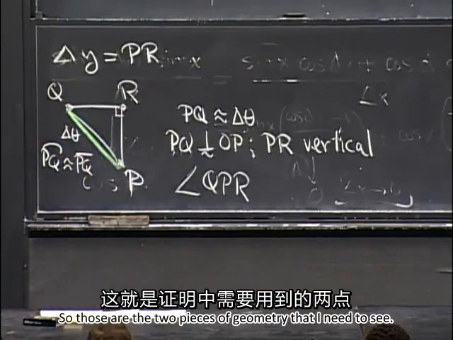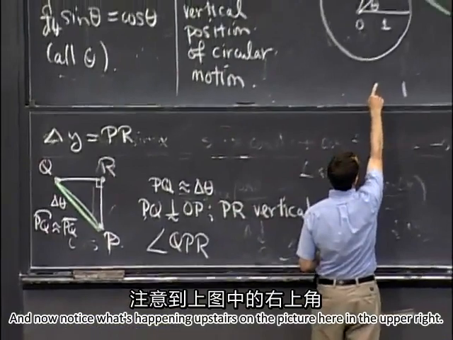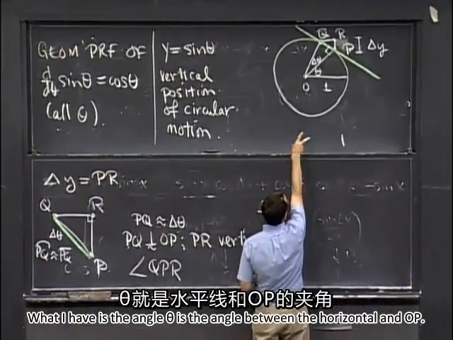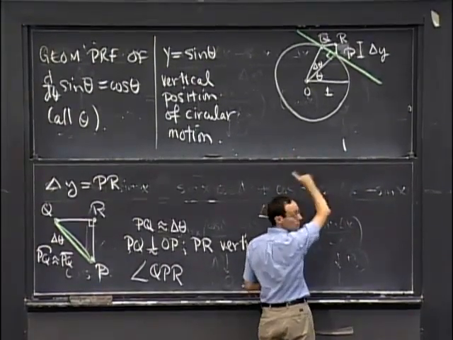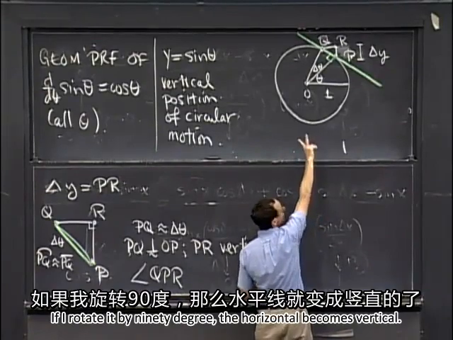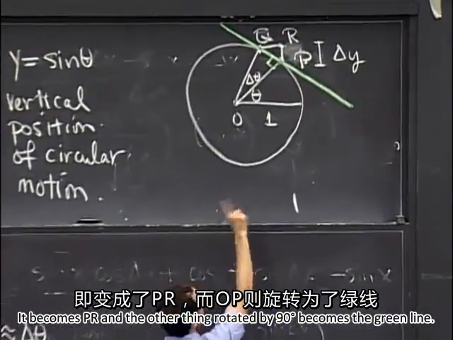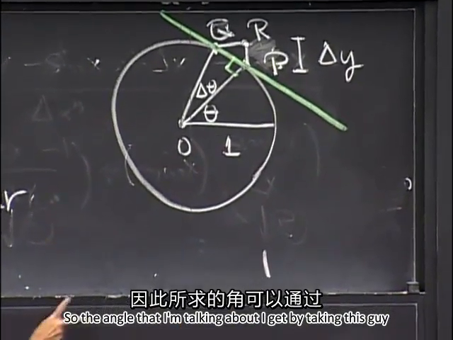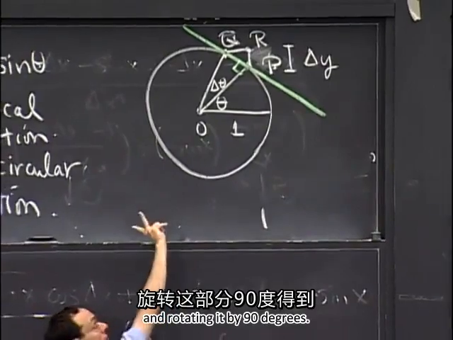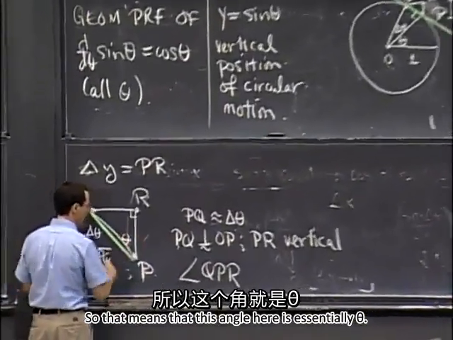Okay? So those are the two pieces of geometry that I need to see. And now notice what's happening upstairs on the picture here in the upper right. What I have is the angle theta is the angle between the horizontal and OP. That's angle theta. If I rotate it by 90 degrees, the horizontal becomes vertical, it becomes PR, and the other thing rotated by 90 degrees becomes the green line. So the angle that I'm talking about, I get by taking this guy and rotating it by 90 degrees. It's the same angle. So that means that this angle here is essentially theta.